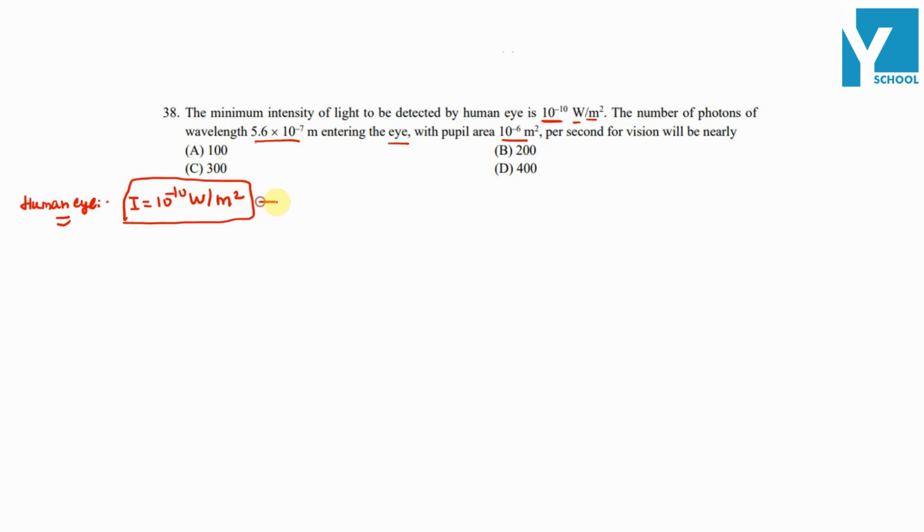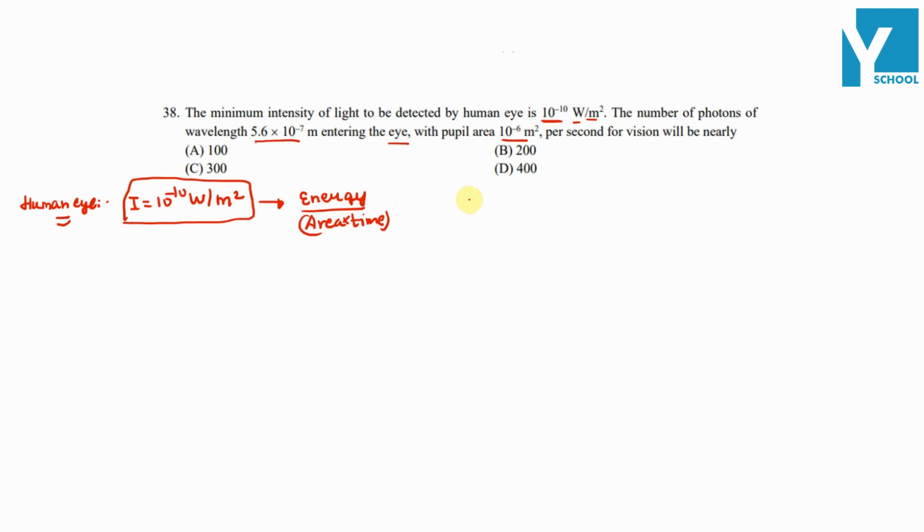So we know intensity I is equal to energy per unit area and per unit time. So this much intensity must be the minimum for the eye to detect the light.